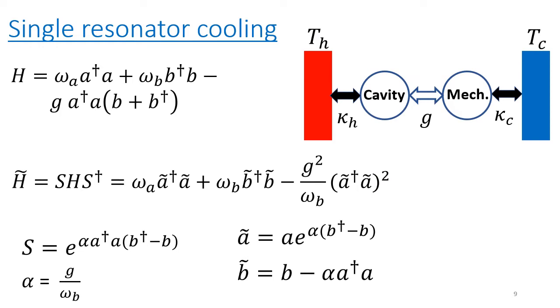Now coming to our problem of cooling in the optomechanical resonator. This is the schematic diagram in which the cavity is interacting with the mechanical resonator via optomechanical interaction, and the cavity mode is interacting with the hot bath, and the mechanical resonator is also coupled with the bath at temperature Tc. In order to derive the master equation, we first diagonalize the optomechanical Hamiltonian using this transformation, where alpha is the ratio of optomechanical coupling to the mechanical frequency.